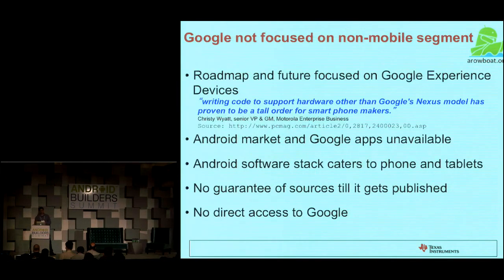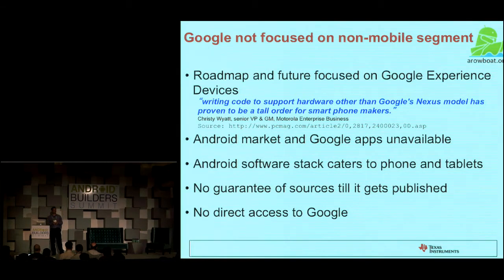So let's dive into those problems just a little bit. So, Google's focus. The roadmap and future of Android from Google is really focused around the Google experience devices, right? Every time they do another generation of Android, they want to build the next great experience, and they focus their engineering effort around making that experience something that we all want to have in our mobile phone, and that they need to do to try to compete with other mobile phone operating system vendors.